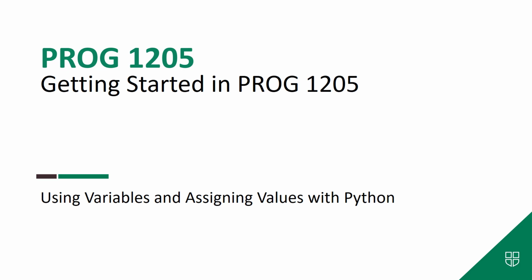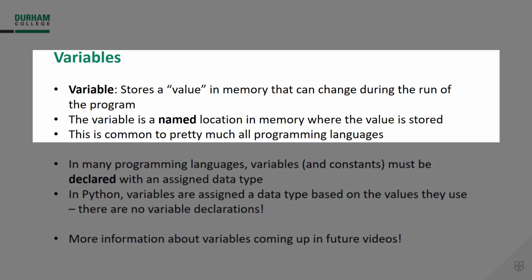and so let's just continue with that. But first, maybe we should loosely define what a variable is. A variable is something that exists in almost all programming languages, and it is something that stores a value in memory, and it can change during the run of the program. The variable is named, and that represents the location in memory where the value is stored.